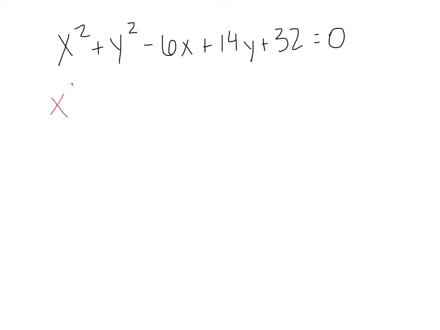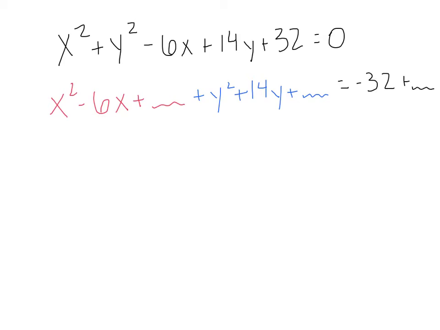I'm going to put all my x terms together, leave my space for my something, then I'm going to put all my y terms together, and I'm going to leave my space for the something. And on the other side of the equation, we're going to subtract 32, and then plus something, plus something. I run out of space all the time with these. Alright, so let's get started completing the square.